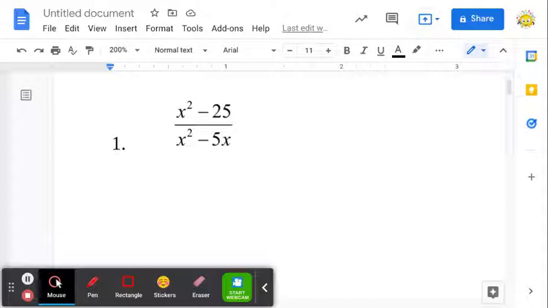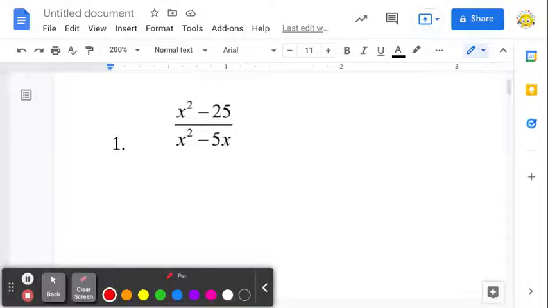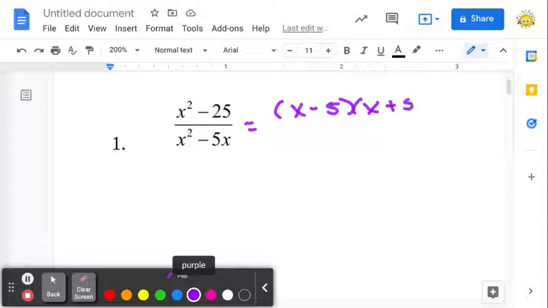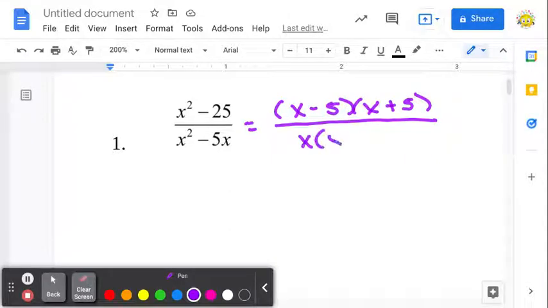Both the numerator and denominator are binomials, which means we have to factor. So our top expression, x squared minus 25, is a difference of perfect squares. It factors to x minus 5 times x plus 5. Our bottom part, our denominator, x squared minus 5x, you can take out a GCF, so that's x, and then we're left with x minus 5.